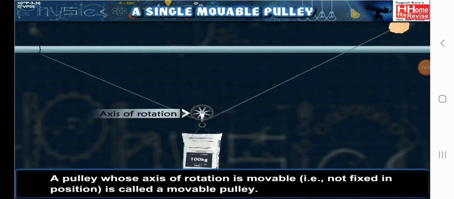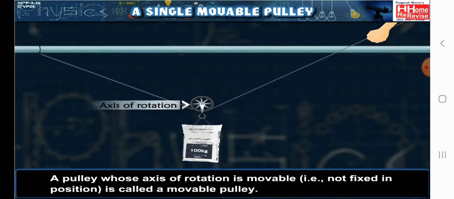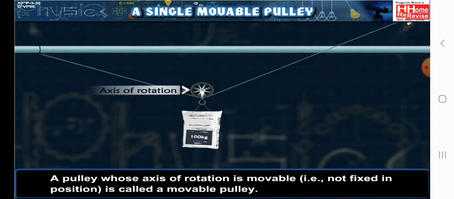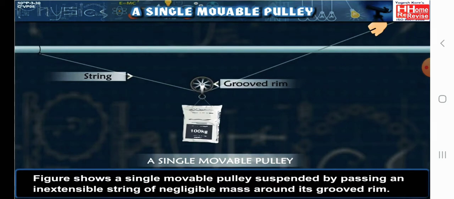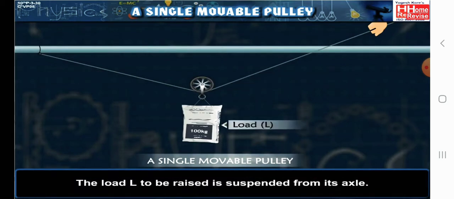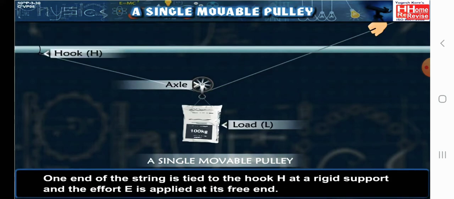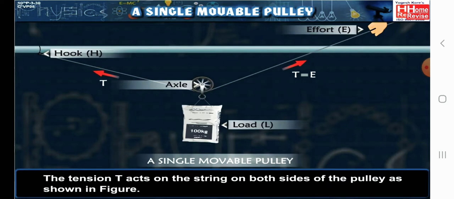A single movable pulley. A pulley whose axis of rotation is movable, that is, not fixed in position, is called a movable pulley. The figure shows a single movable pulley suspended by passing an inextensible string of negligible mass around its grooved rim. The load L to be raised is suspended from its axle. One end of the string is tied to the hook H at a rigid support, and the effort E is applied at its free end. The tension T acts on the string on both sides of the pulley as shown in the figure.